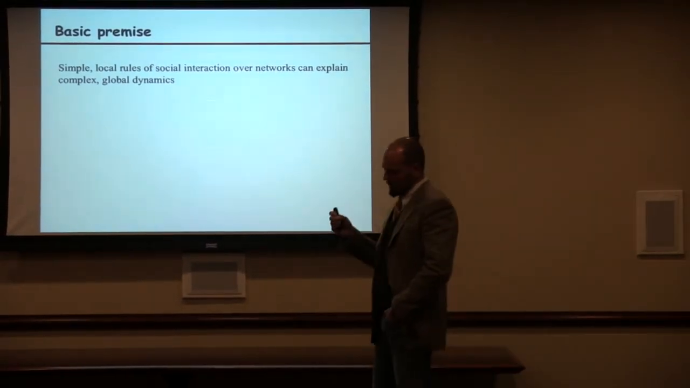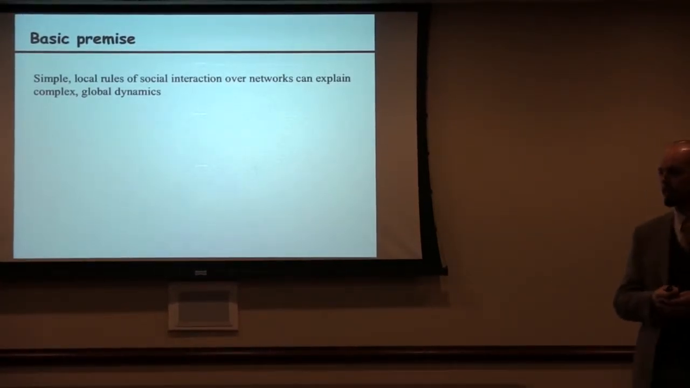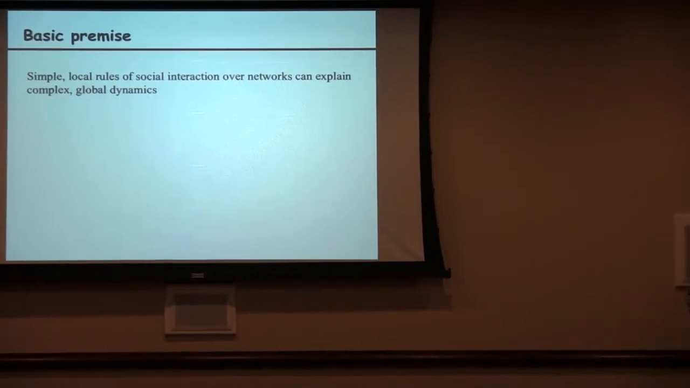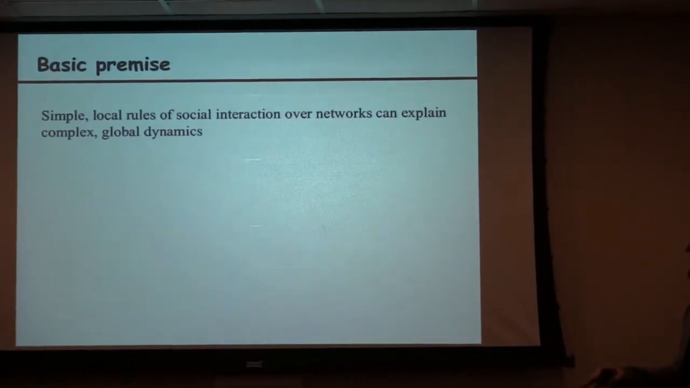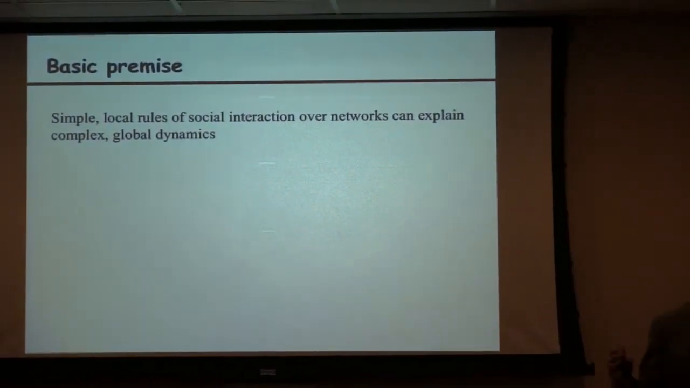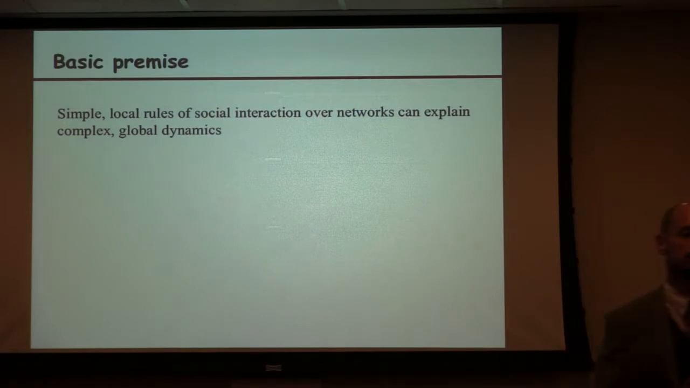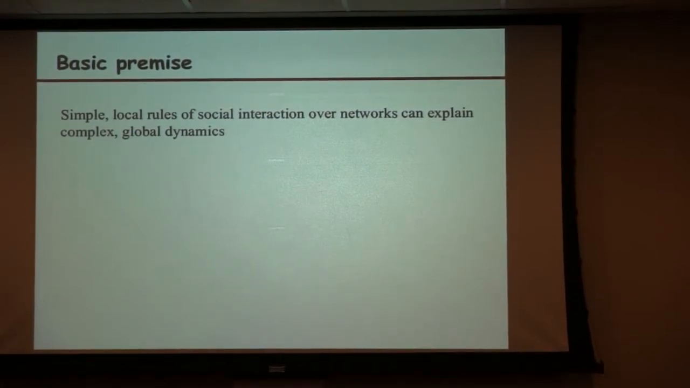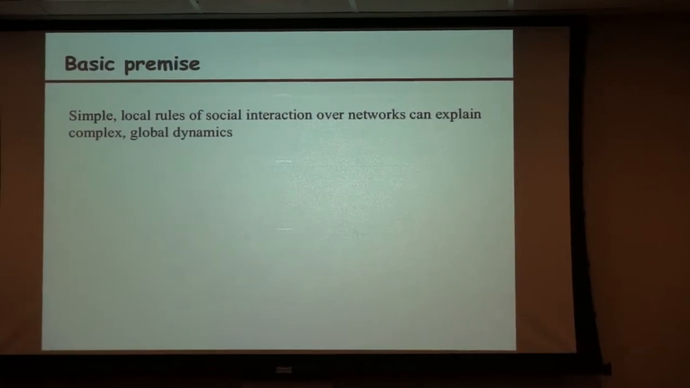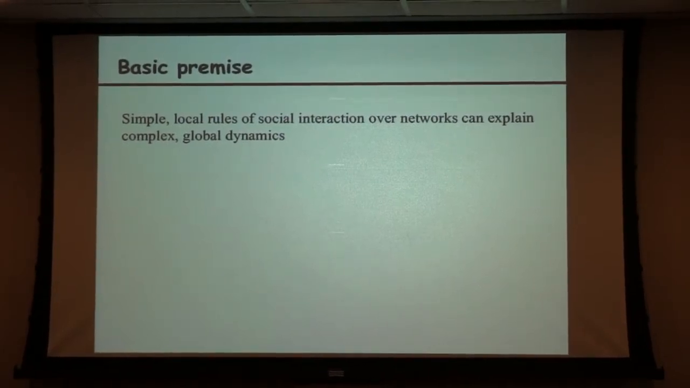In order to attack this problem, the basic premise that I will start with and that we have followed in my research group, a very small research group, me and a couple of students, is that simple local rules of social interaction can explain complex global dynamics. So we take a reductionist approach. Modeling human behavior in all its facets is complicated and will lead to a model that I probably won't be able to solve. So I will reduce the model and pretend that humans govern their actions by very simple rules. This is simplistic, but the idea is that very simple rules can trigger complex global dynamics.